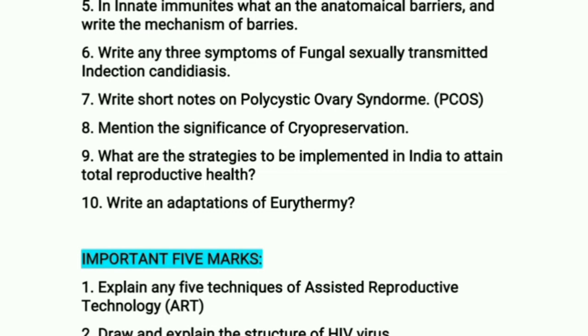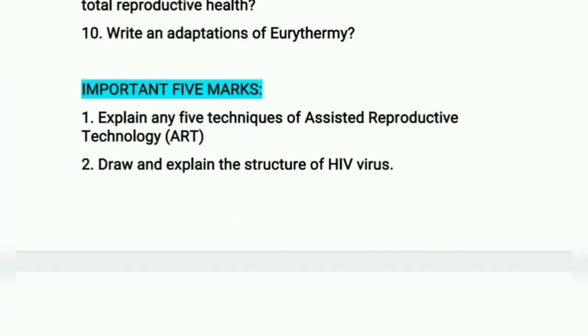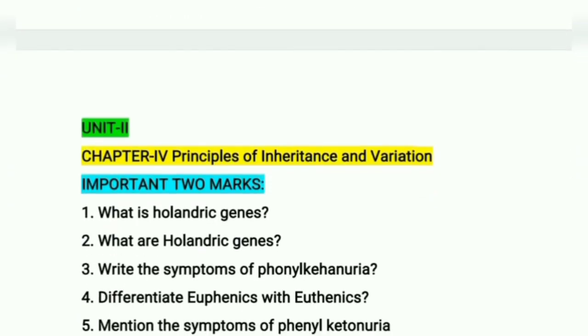What are the strategies to be implemented in India to attain total reproductive health? Write the adaptations of euthermy. Important 5 marks. Explain any 5 techniques of assisted reproductive technology, ART. Draw and explain the structure of HIV virus.